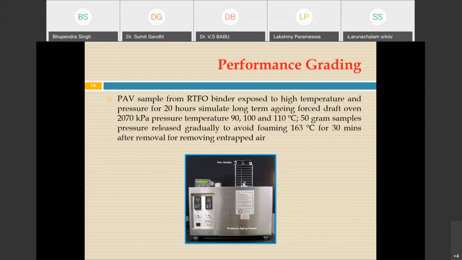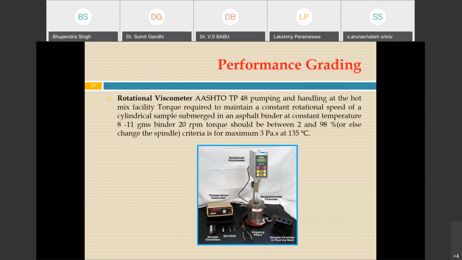So we have performed both the short-term aging and long-term aging, to simulate the aging which occurs in the field. Now we check the viscosity of the binder with the help of the rotational viscometer. We all know what a rotational viscometer is. In the rotational viscometer, we take 8 to 10 grams of sample, and we put a spindle in it, and we check the torque which is experienced by the spindle at the rate of 20 RPM. With the help of the torque, we calculate the viscosity of the bitumen at 135 degrees Celsius. With the help of that, we check whether our bitumen will be workable at the manufacturing temperature or not.